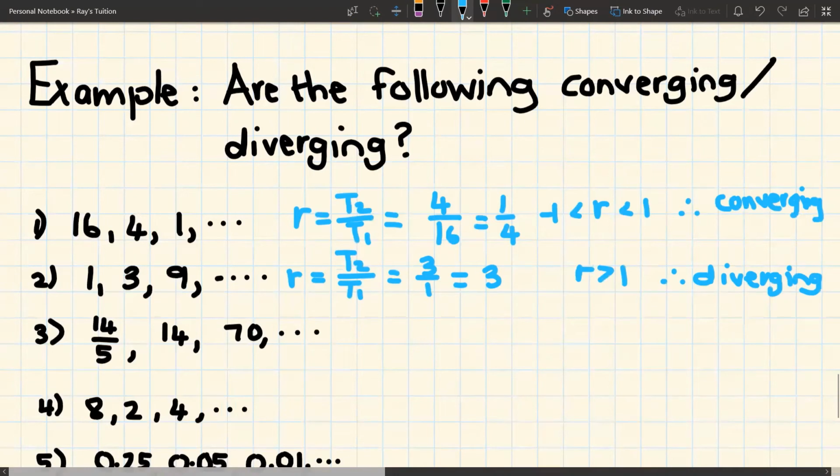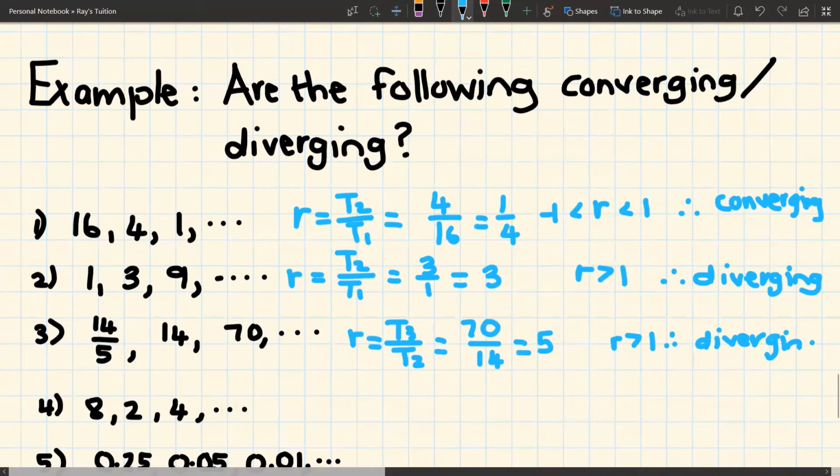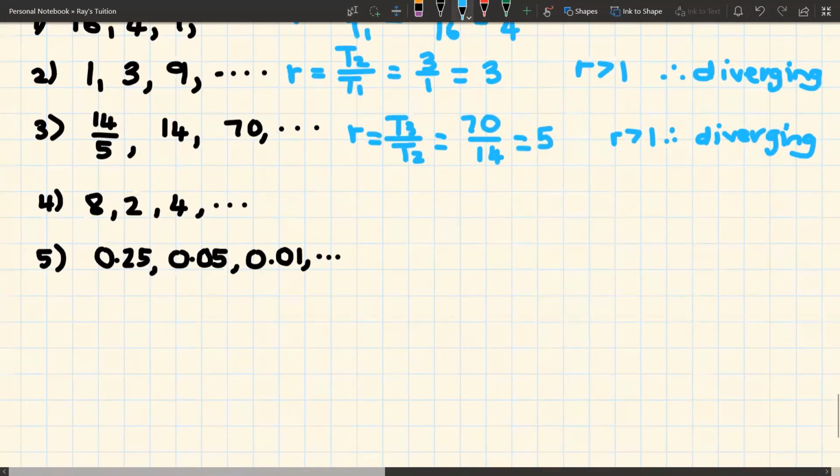Let us have a look at the next one. So here we have R is equal to, I'm now dividing T3 and T2. You can divide any one by the previous term. I'm just choosing the one without fractions, and then what we get is 5. Once again, our ratio is greater than 1, so this series is diverging. Let us have a look at the next one.